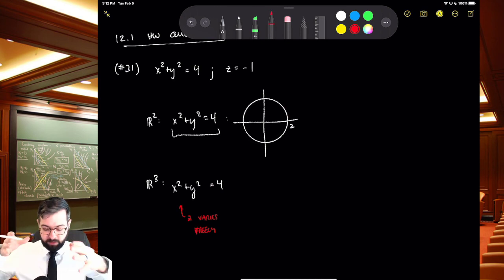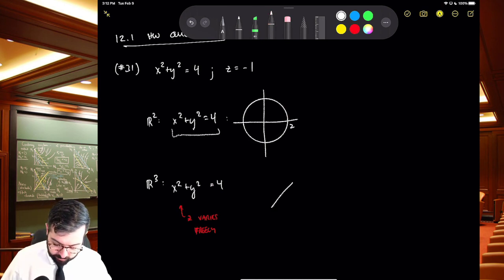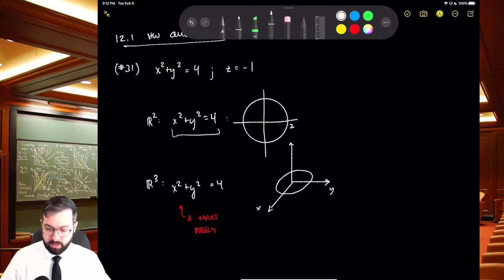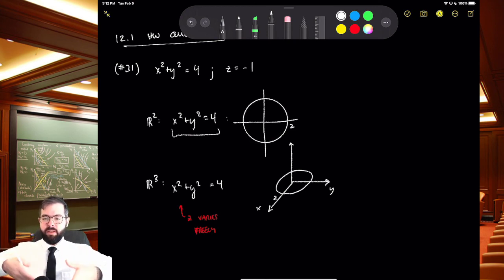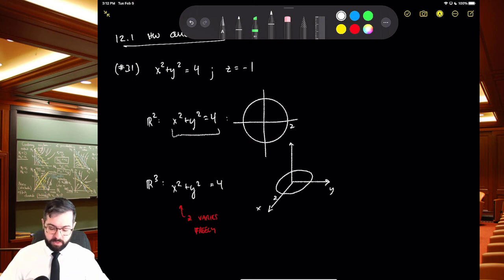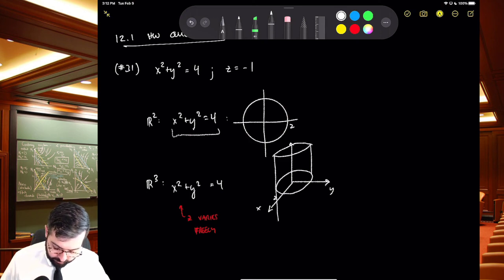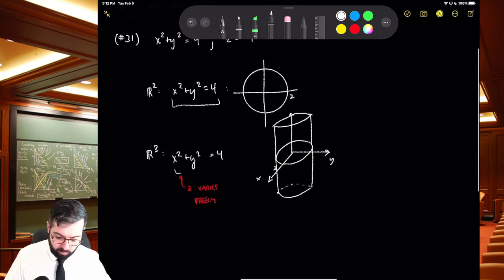It's like if I look down from atop the z-axis, here's my xy, here's my z. It's saying x squared plus y squared still needs to equal 4, so I still have this circle of radius 2 in the xy plane. But if z can vary freely, then what really is this thing? It would be a cylinder. Yeah, it'd be a cylinder, exactly. So it's something like this. Okay, so that's part 1.